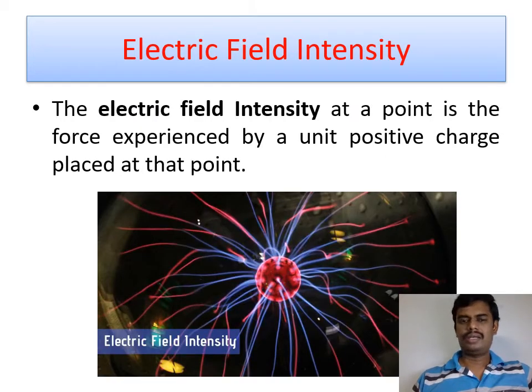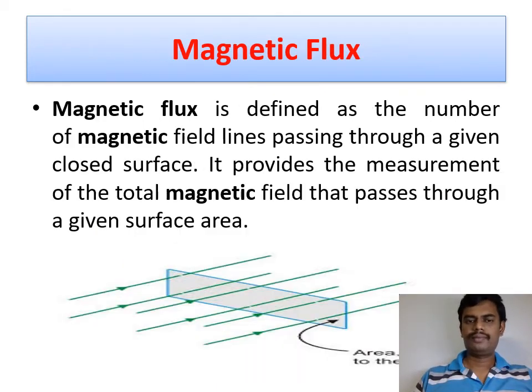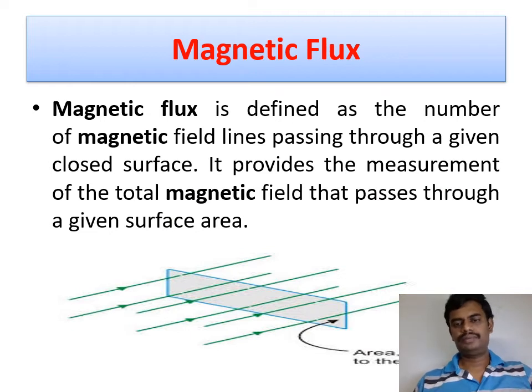Electric field intensity is the force experienced by a unit positive charge at a particular point. How much force it is experiencing at that point is called electric field intensity. Next is magnetic flux.